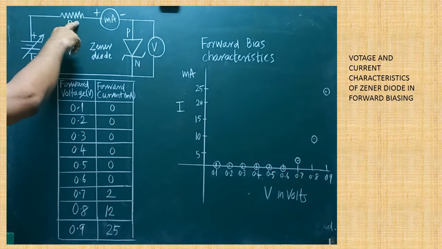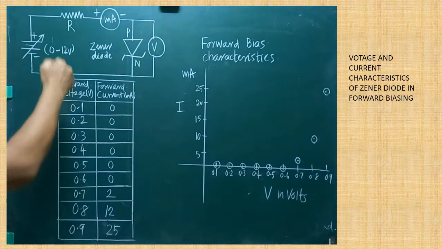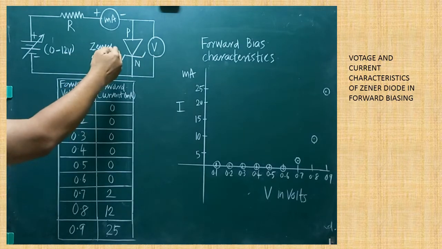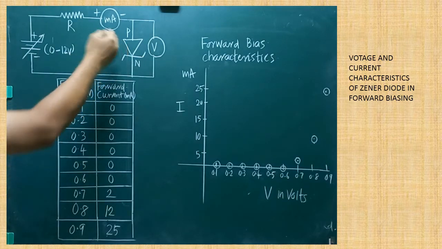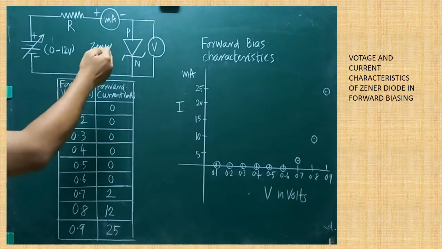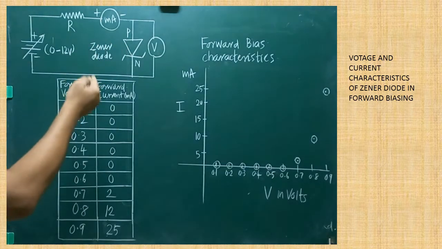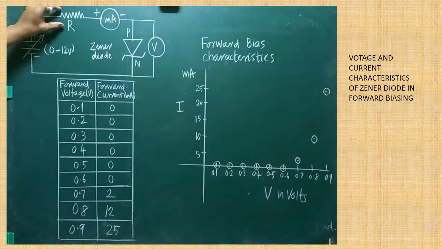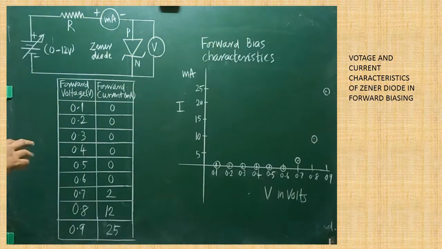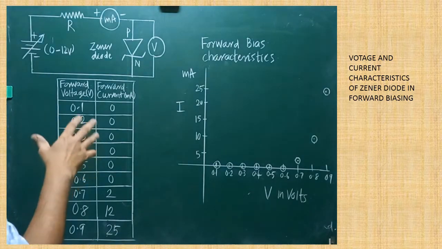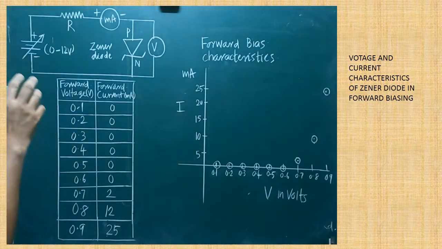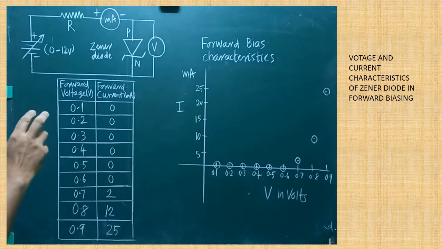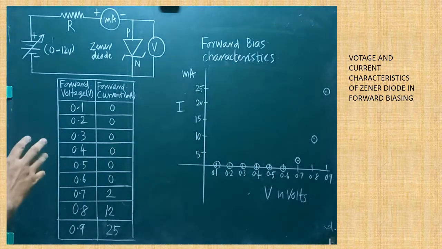One resistance is given. The name of the resistance is called current limiting resistor. That one will prevent the flow of a high amount of current through the Zener diode. Sometimes if a high amount of current passes through the Zener diode, it may get damaged. For that purpose, that current limiting resistance is given. Here what we are going to do? We are going to analyze the forward bias characteristics of the Zener diode.